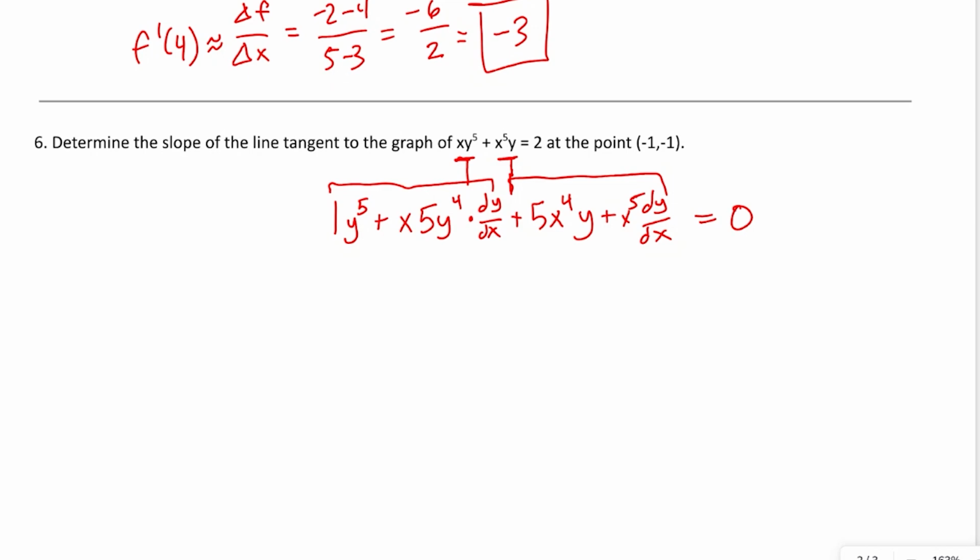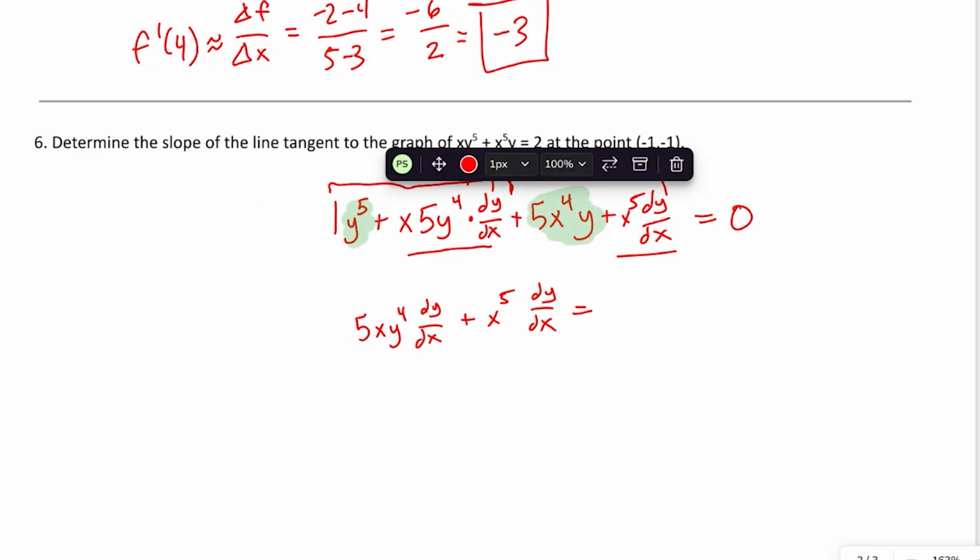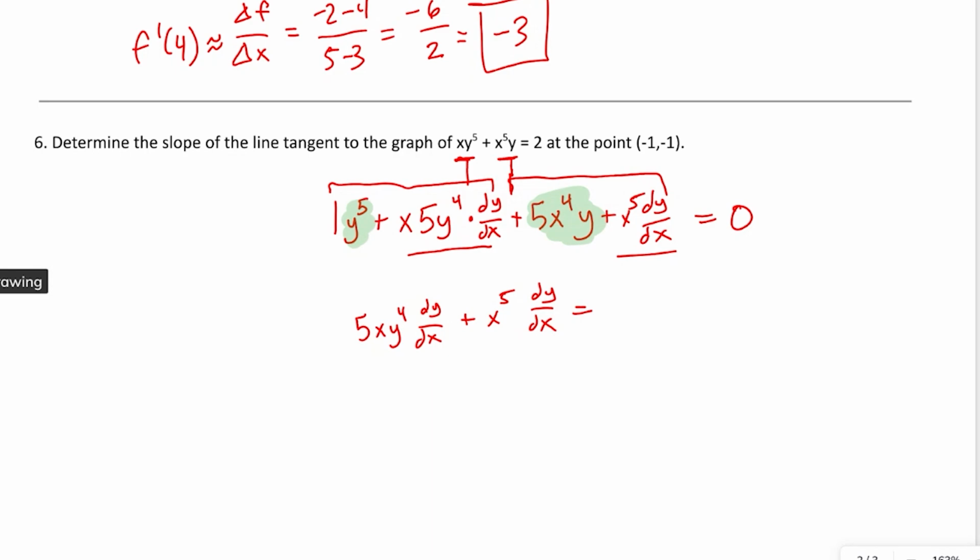So now I'm going to solve for my dy dx's. I'm going to keep all these, this one and this one, these 2 terms that have the dy dx, I'll leave at the front. I'm going to rewrite that first term a little bit as 5xy to the 4th dy dx. And then that last term is x to the 5th dy dx. And I'm going to bring all those other terms, which really there's only two of them, the y to the 5th and the 5x to the 4th y, bring those to the right-hand side.